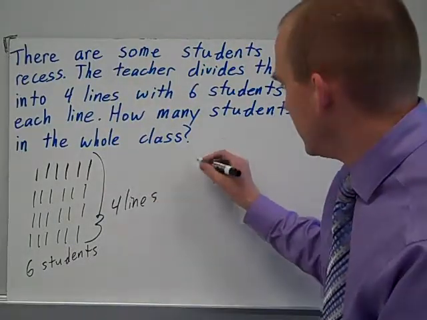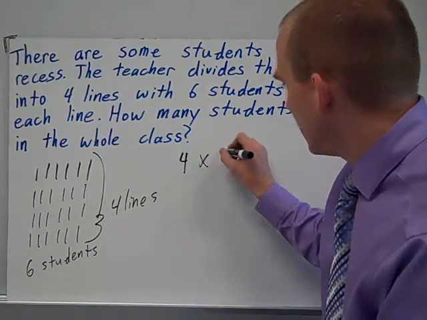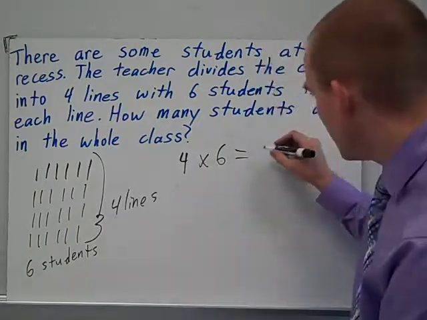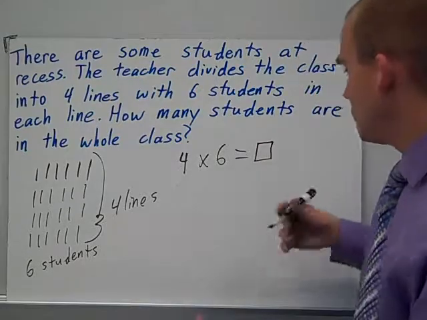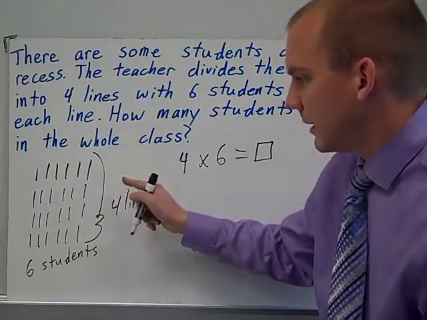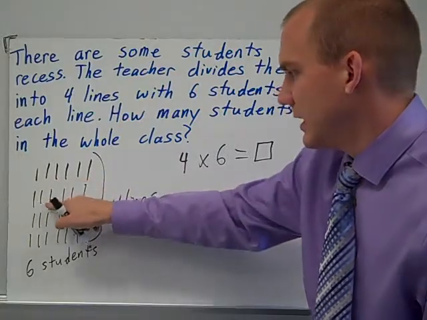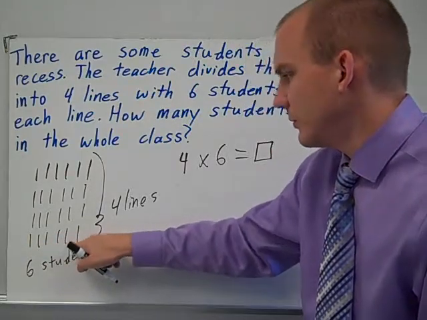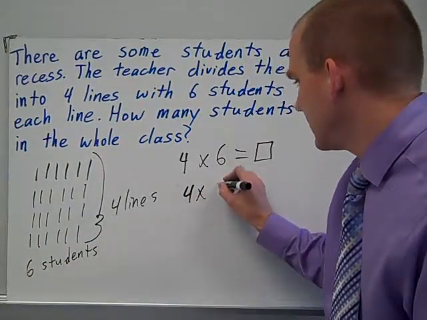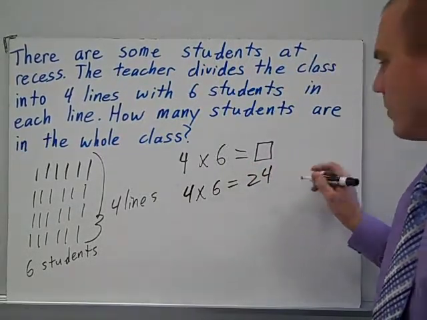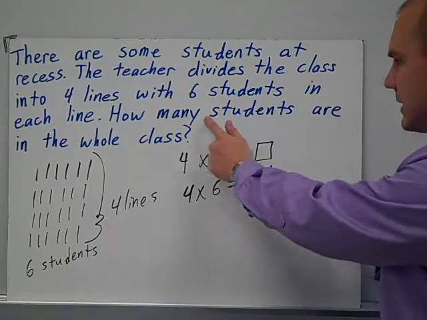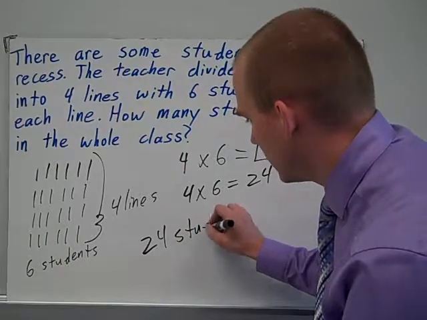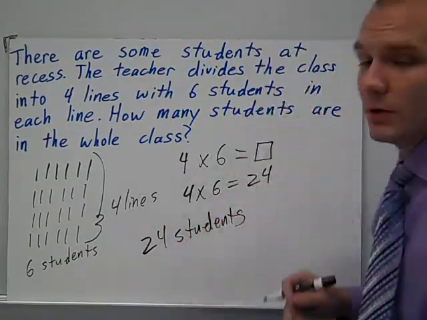So my number sentence could be 4 times 6 equals, and then that's where I put the equation with the unknown. I'm going to use a square this time. Equals square. Don't know what square is yet. Well, I can count all these up. 1, 2, 3, and so on up to 24. And 4 times 6 equals 24. So I've solved that square is 24, and that's how many students are in the whole class. So to go back to the question, you'd say that there are 24 students.